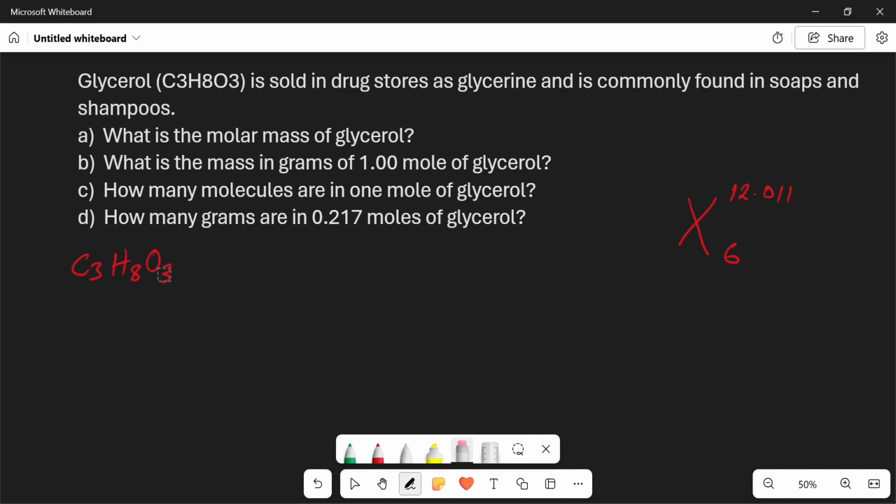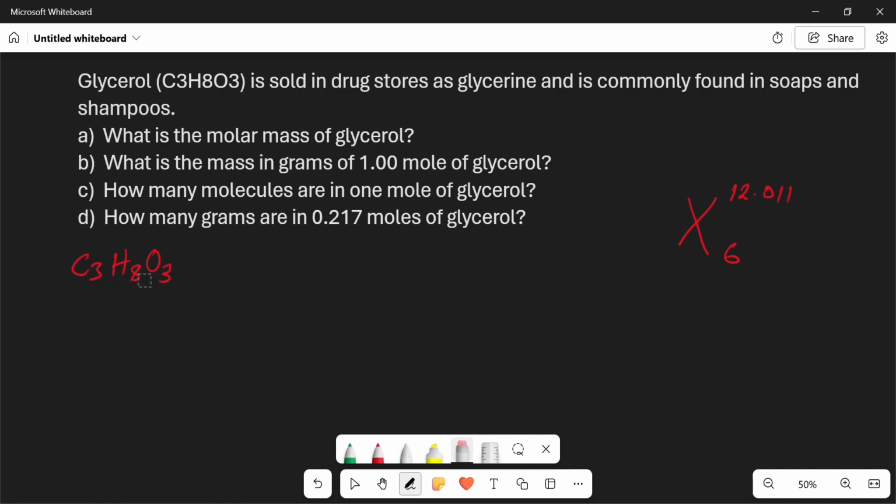Oxygen has a 3 attached to it down there. Hydrogen has 8, and the carbon has 3. Now, these values that are given to these elements are what we call subscripts. These subscripts represent the number of atoms that element has in that compound. So in this compound, oxygen has 3 atoms, hydrogen has 8, and the carbon has 3 atoms.